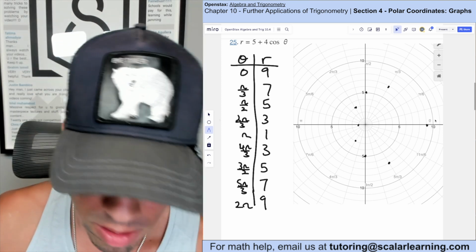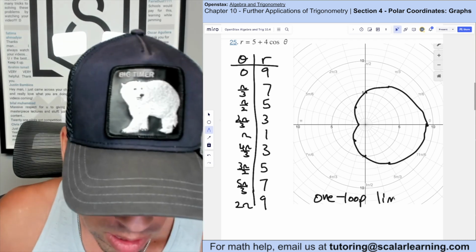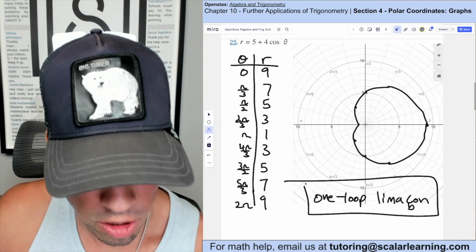And now let's connect the dots. All right, not too bad of a drawing. And this is again a one loop limacon, with that little curly C thingy. And there you go. That's how you do it.